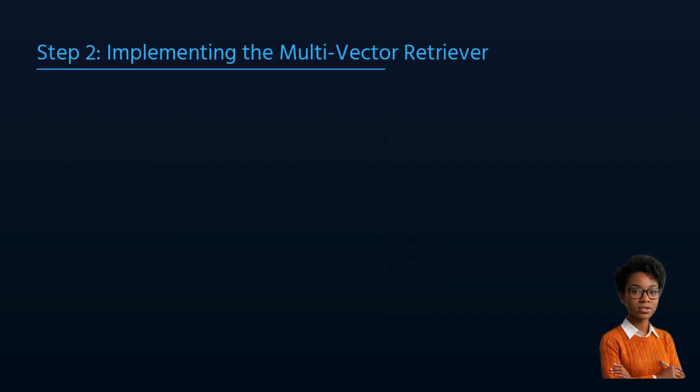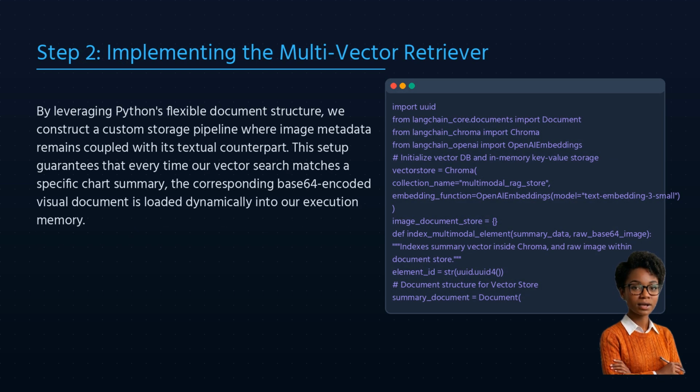Now let's code this. This clean, modular code chunk sets up Chroma using OpenAI's embeddings, generates unique identifiers for our multimodal elements, and indexes the summaries.